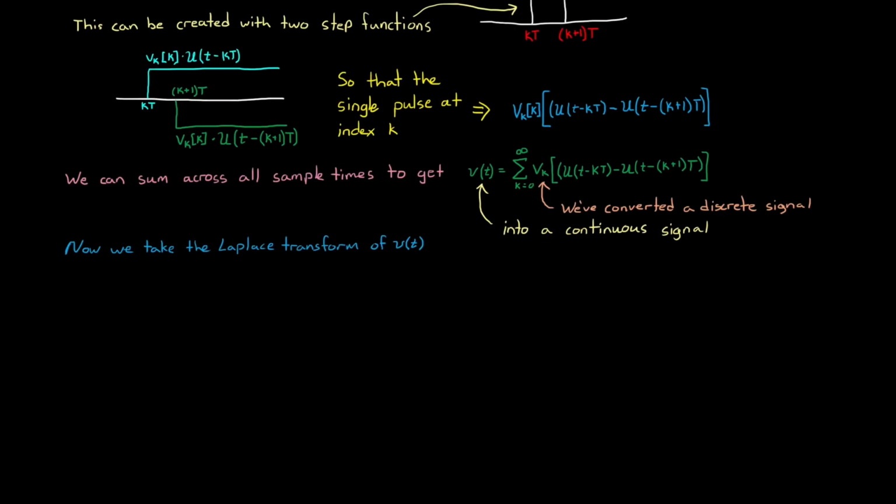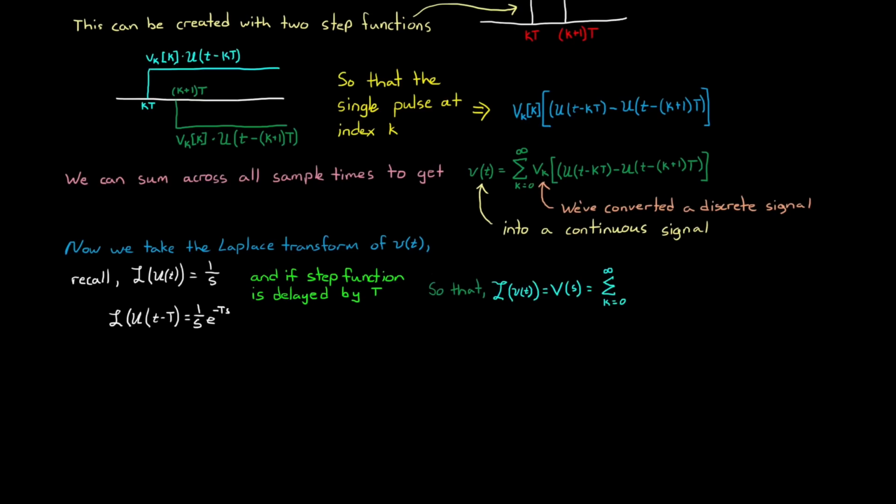Therefore, we can take the Laplace transform of v of t to convert it into the s domain. Now recall that the Laplace transform of a step function at time 0 is simply 1 over s. And if the step function is delayed by time T, then the Laplace transform is 1 over s times e to the negative Ts. So that the Laplace transform of v of t is as follows. Now the e's raised to some power make it look more complicated than it really is, but in the blue equation, it's still clearly just two delayed step functions subtracted from each other and then scaled by the height vk. We can leave it like that, but we're going to rearrange it into the pink equation for reasons that I think will be obvious in just a bit.